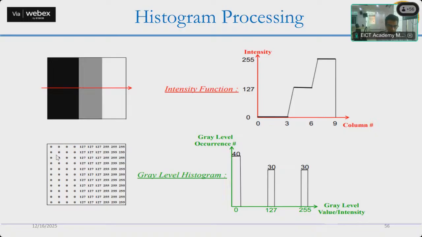So how many total pixels are there? 1, 2, 3, 4, 5, 6, 7, 8, 9, 10, 11. So this is 11 by 10 pixels.